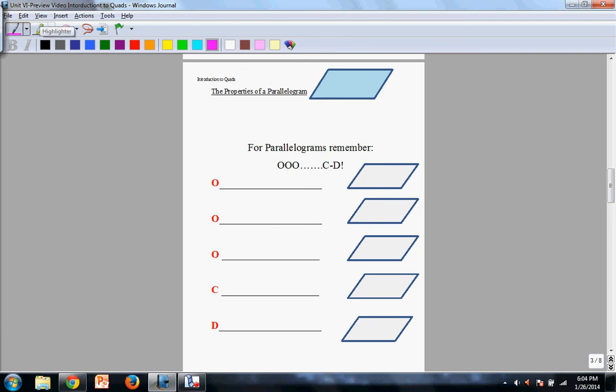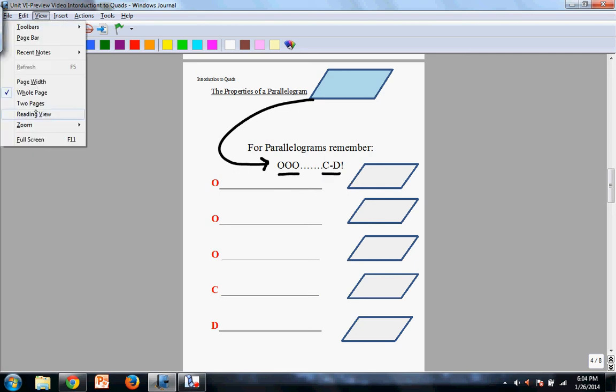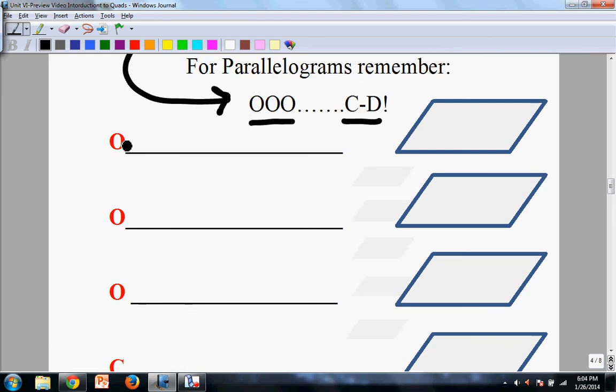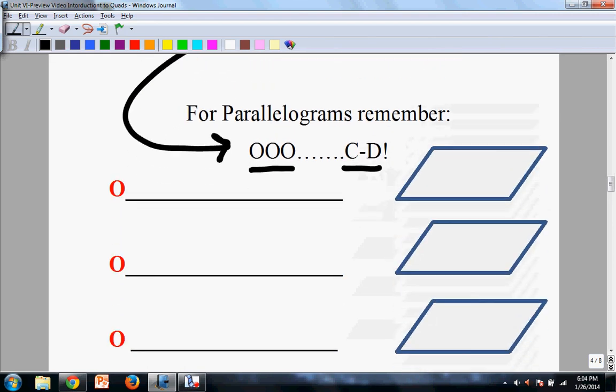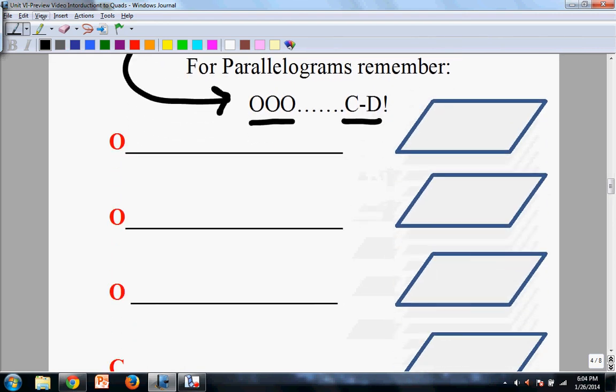Properties of a parallelogram. There's 5 main properties of a parallelogram. You must memorize these, and the easiest way to memorize these, say this out loud please, is OCD. Say it just like that. The 3 O's with some little gusto there. Say it with me. Ready? The 5 properties of a parallelogram can be summarized by OCD. Let me explain. So it's 3 O's, a C, and a D.